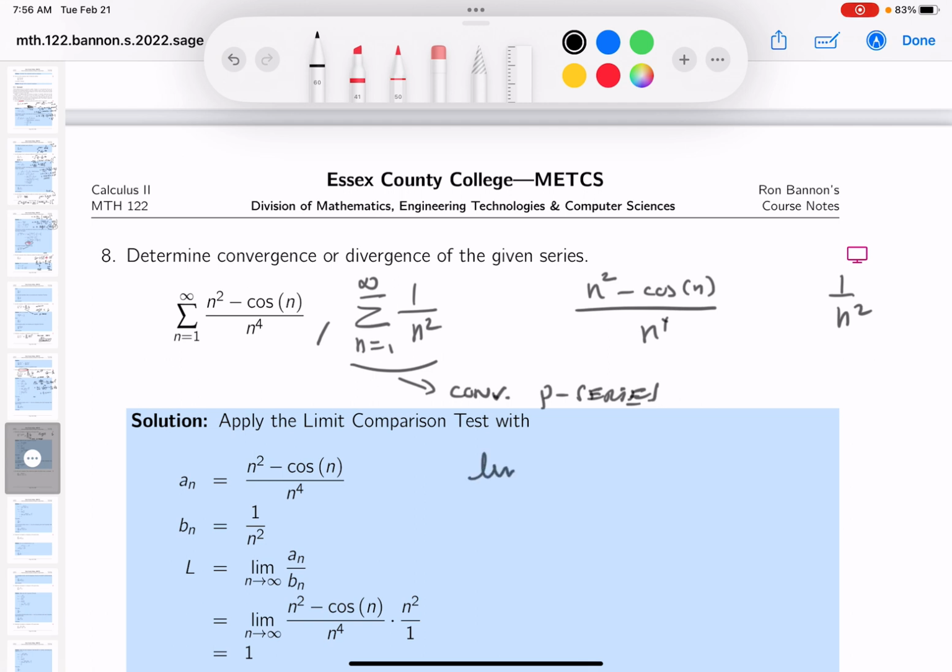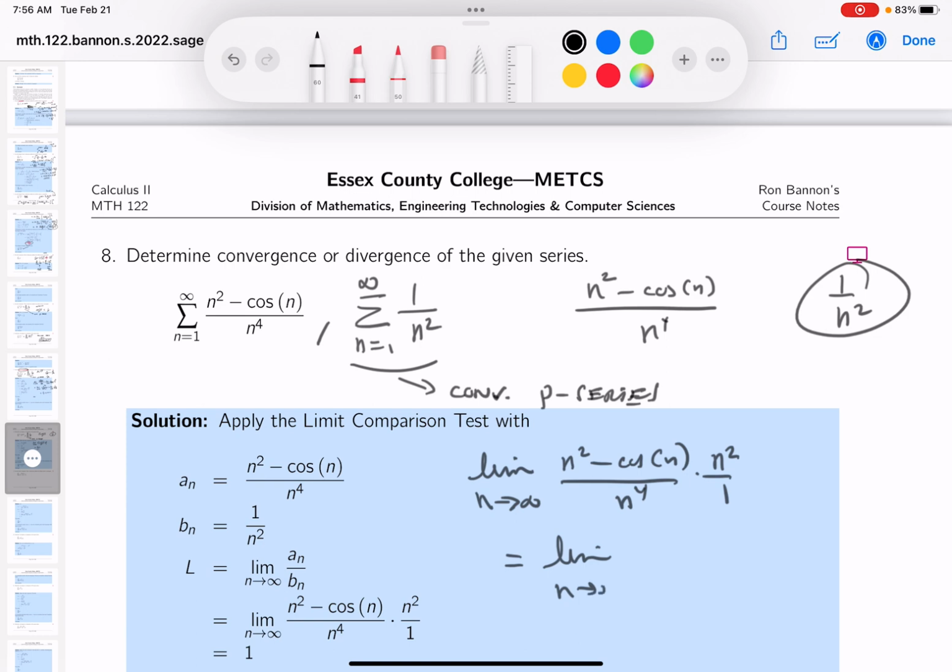Limit as n goes to infinity. Well, I'm getting a little better at this, so I'm going to write this down. n squared minus cosine n over n^4, and we're dividing by this, which is like multiplying by n squared over 1. Let's keep going. That's the limit as n goes to infinity. Well, what do you get there? You get n squared on the bottom, and then you get n squared minus cosine n. I still have to do that limit.